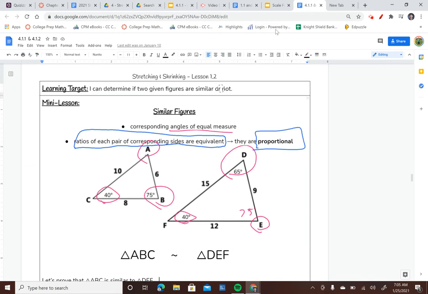All right, so here we go. Back to the packet.